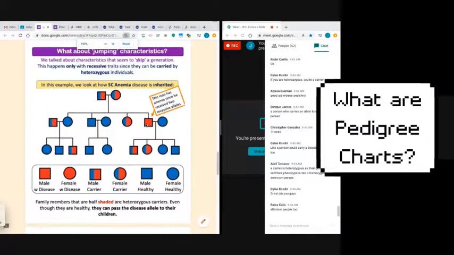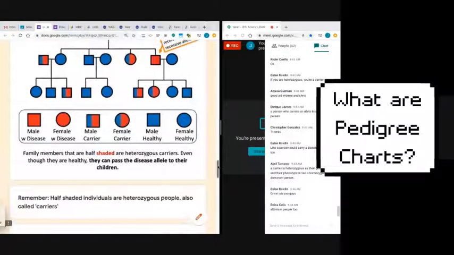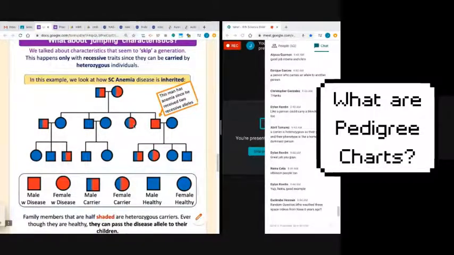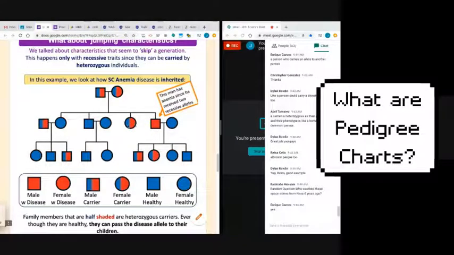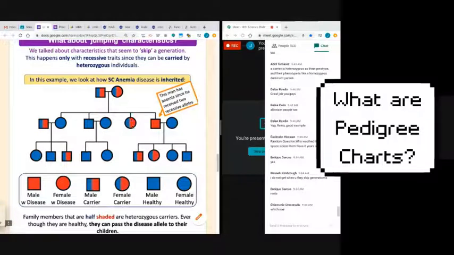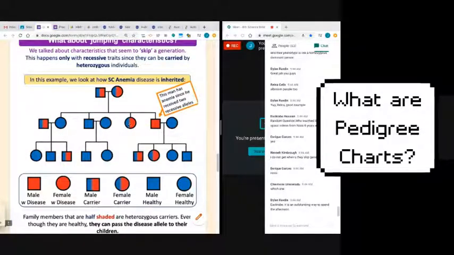But if we look closer, the reason they are called carriers is because they can take that recessive allele and pass it to their kids. So in this case, this person right here, who is half blue, half red, if you were to look at them, you would only see the dominant allele in their body. You would only see the dominant phenotype, but they are carrying that recessive allele in their genes, and they're able to pass it down.